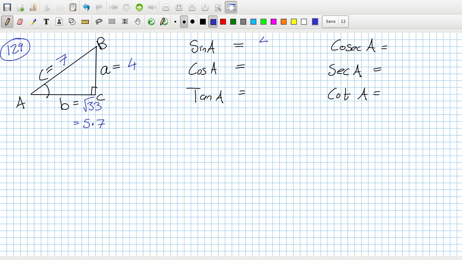So sine is opposite over hypotenuse. Cos is adjacent over hypotenuse. And tan is opposite over adjacent. And then cosec is the reciprocal of each of these: 7 over 4, 7 over 5.7, and 5.7 over 4. So I'll just check if that's right. Tan A, yeah. Cosec, yeah. Sec, yeah. And cotan, yeah. So that all looks good.